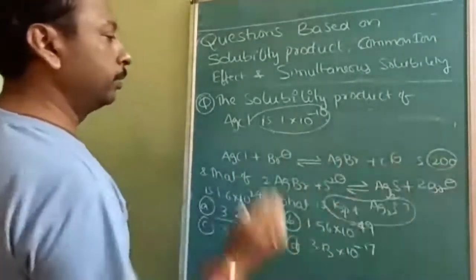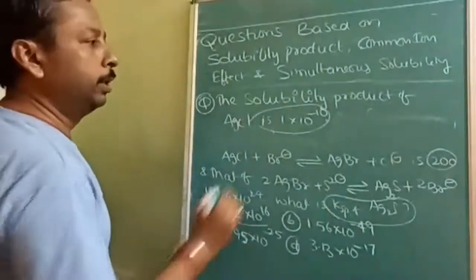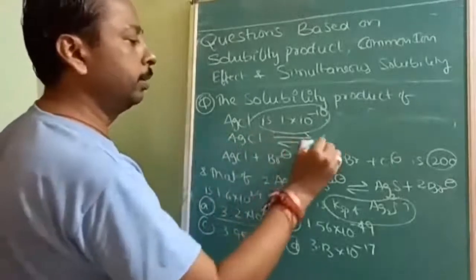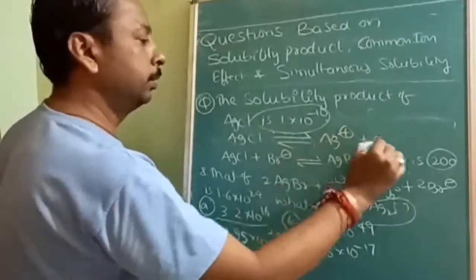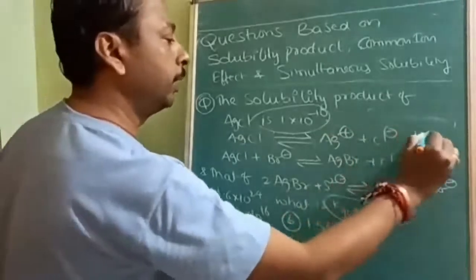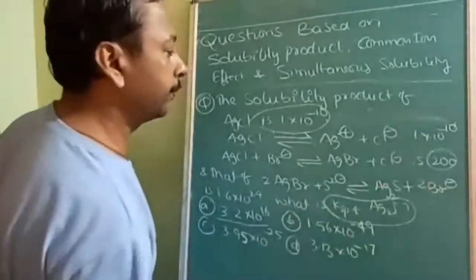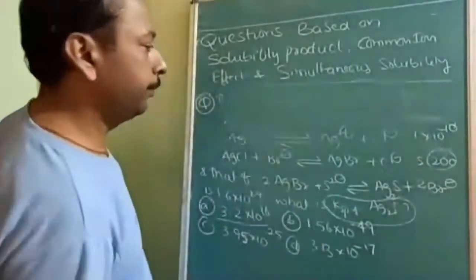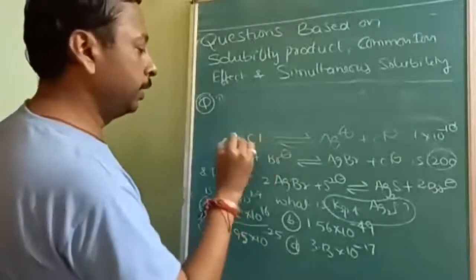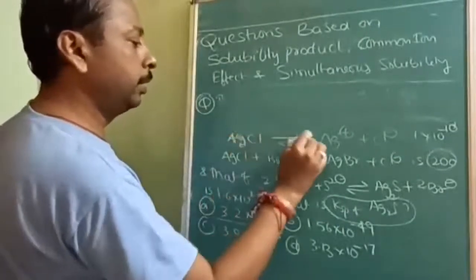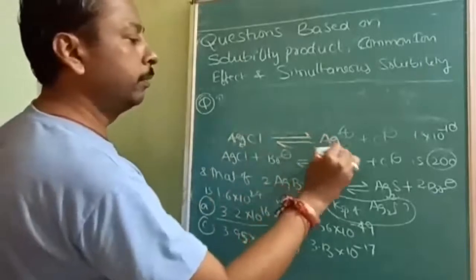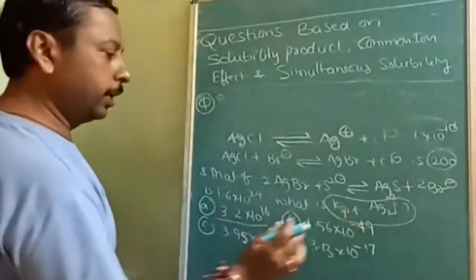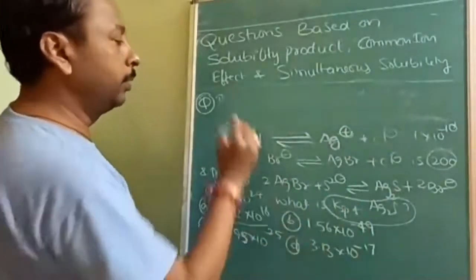This is already given. So I am converting this to the solubility product of AgCl. That means AgCl reversible Ag plus plus Cl minus, for which this value is 1 into 10 to the power of minus 10. Okay, so up to here, is it clear? Three equations we have, and our target is the Ksp of Ag2S.